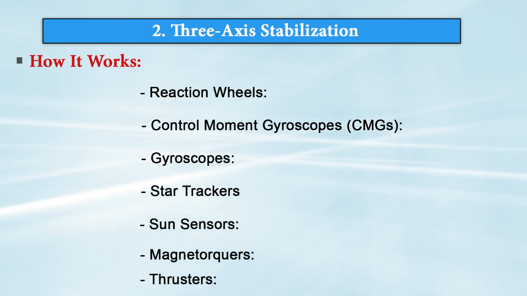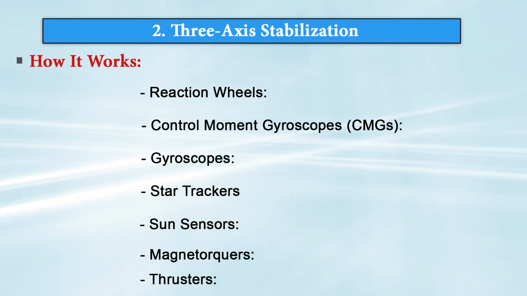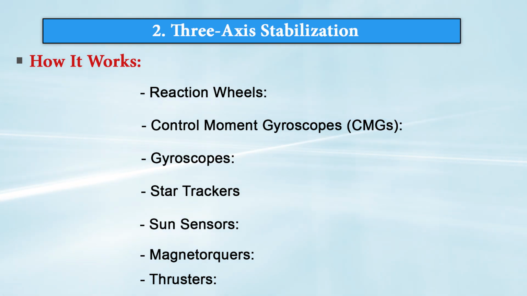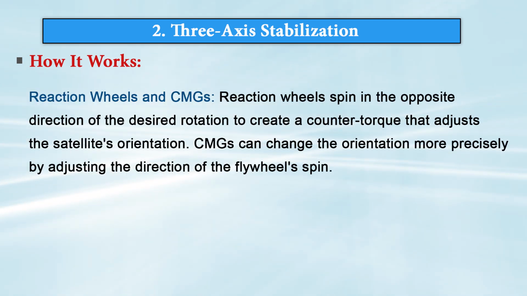Magneto-torquers, electromagnets that interact with the earth's magnetic field to adjust the satellite orientation. Thrusters, small propulsion units that can provide fine adjustment to the satellite orientation. How it works? Reaction wheel and CMGs.